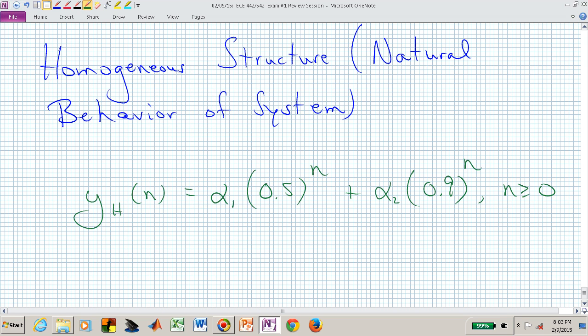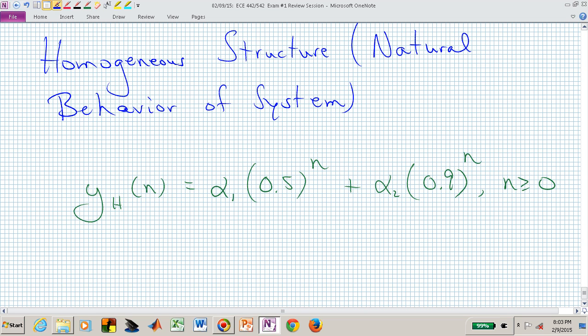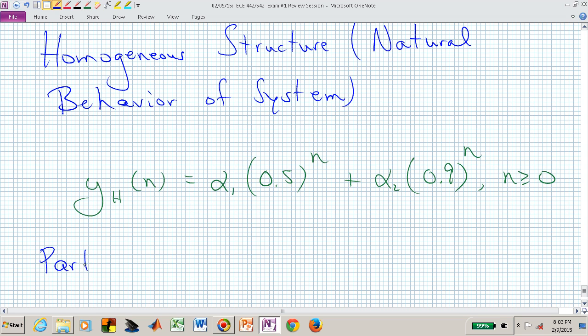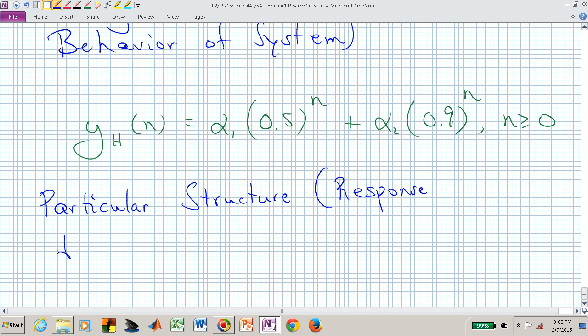Initial conditions. And that's assuming you didn't have an input. We actually have an input. Now we need to find the particular structure. And this is actually the response due to the signals that are forcing our system. So that could be a function or functions.